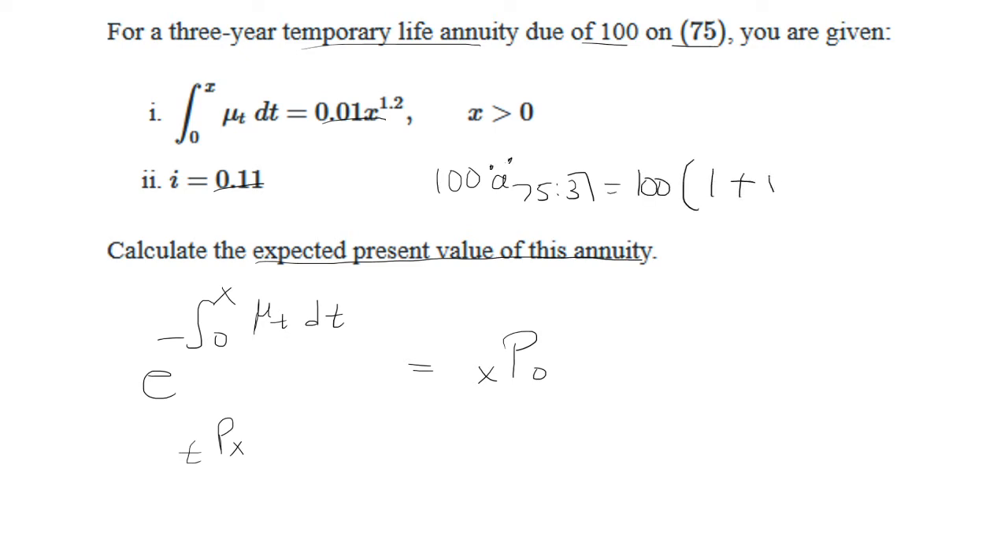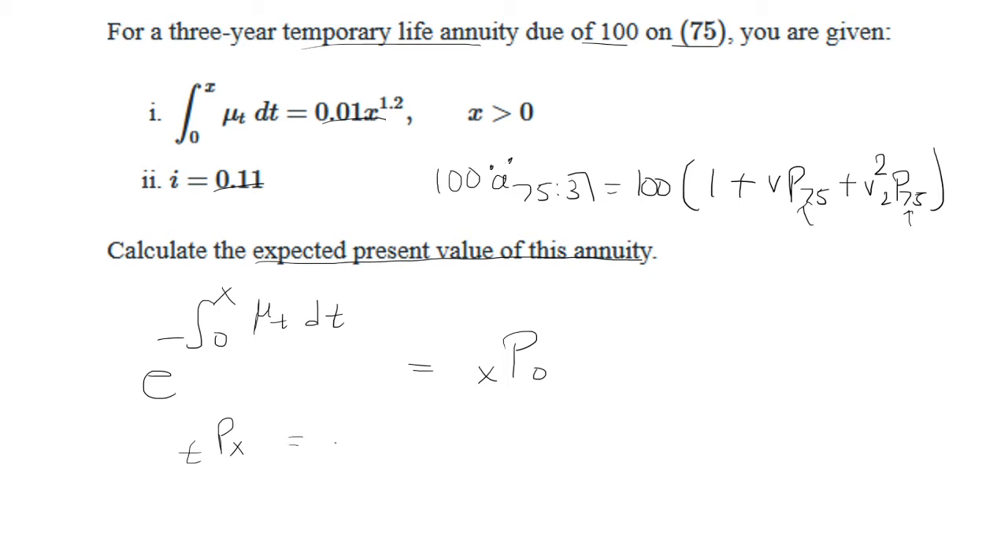So that's just 1 plus v times the probability of age 75 surviving 1 year, plus v squared times the probability of surviving 2 years. So clearly you can see that we have 75 and we don't have 0. So x here is going to play the role of 75.